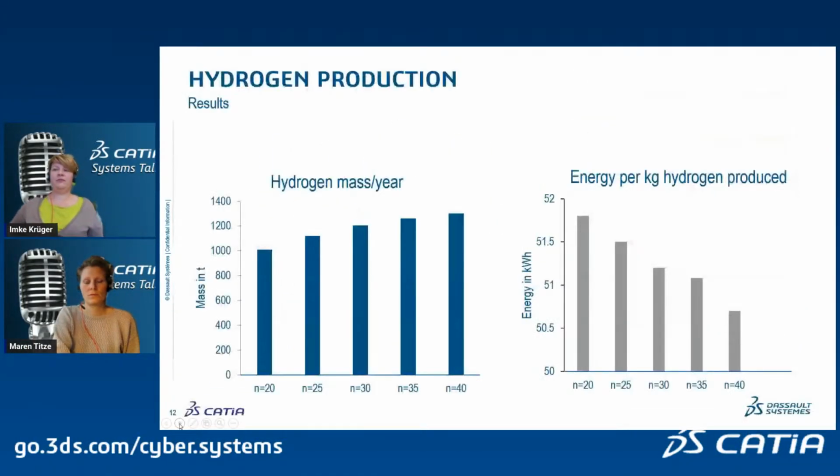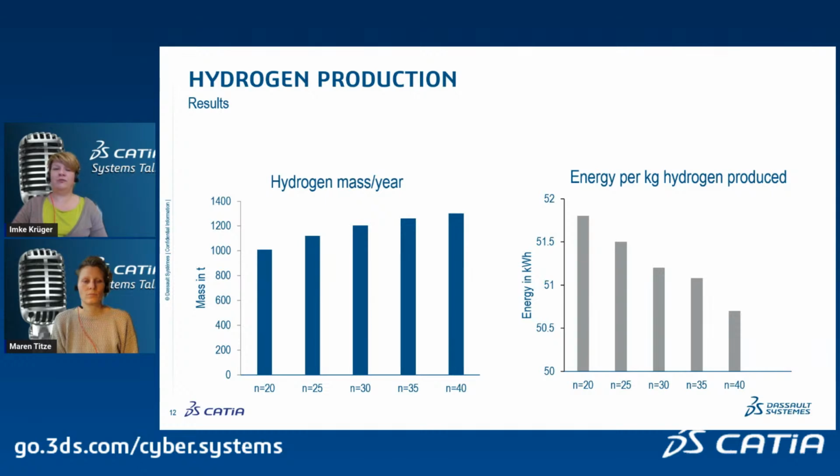And here I've noted the end results. So we can see that the more electrolyzers we use, we get more hydrogen per year. But we can also see that the difference between the 20 electrolyzers and 25 electrolyzers is way higher than the difference between 35 and 40 electrolyzers. So we have to study maybe a bit closer, which could be the optimal number of electrolyzers.